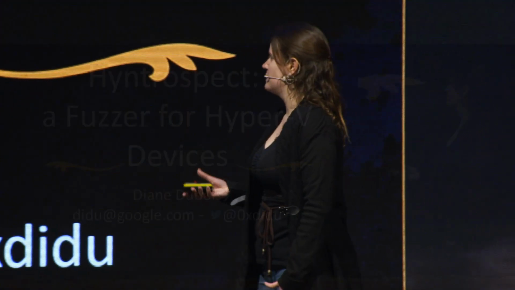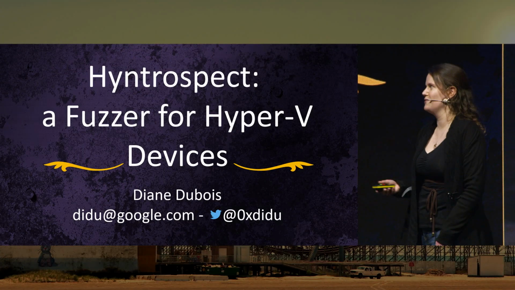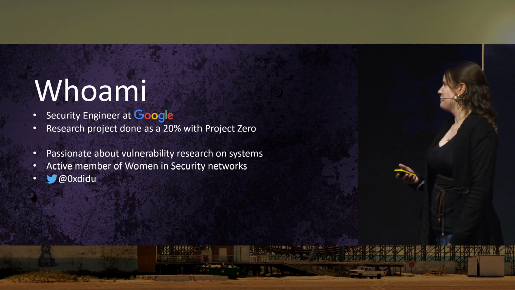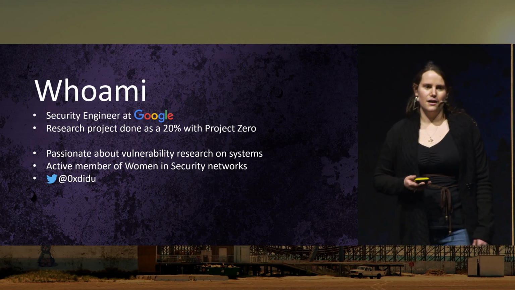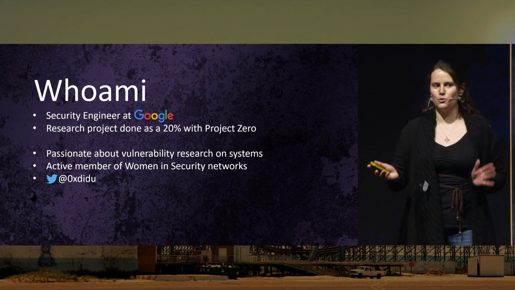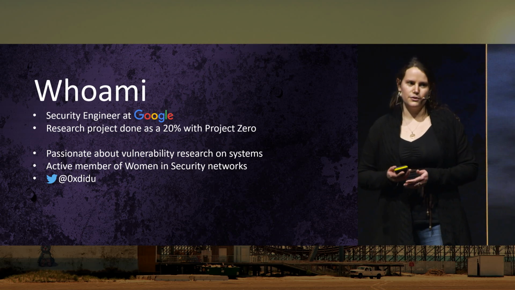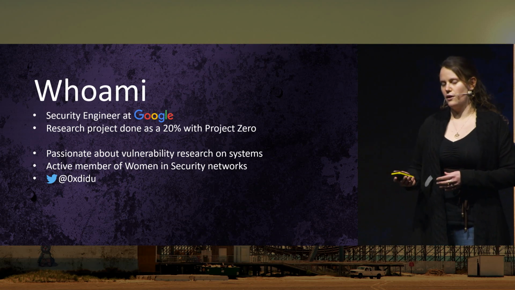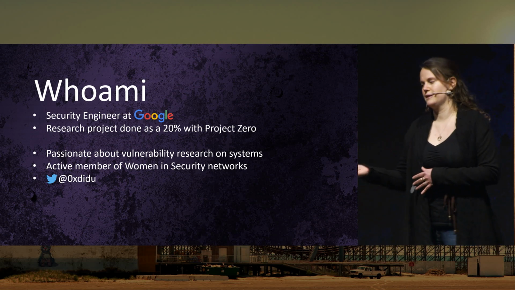I'm going to start with a few words to introduce myself, because you know that's the most important part, obviously. So I'm a security engineer. I work at Google. I'm passionate about vulnerability research on low-level layers, systems. Also, I'm an active member of women in security networks, like blackhoodie.re, a note for the women in the room. And the research project that I'm going to present was done as a 20% project with Project Zero. So 20% at Google is the opportunity we have to spend up to 20% of our time on a project of our choice, other than our primary projects.